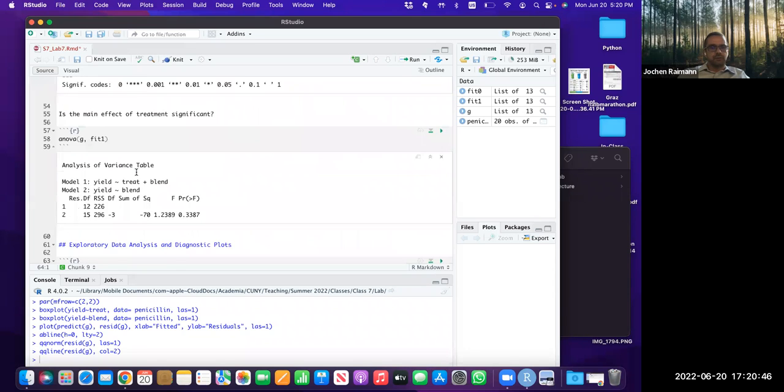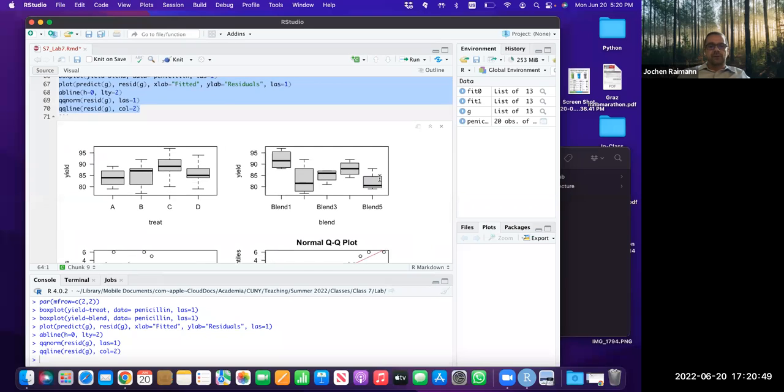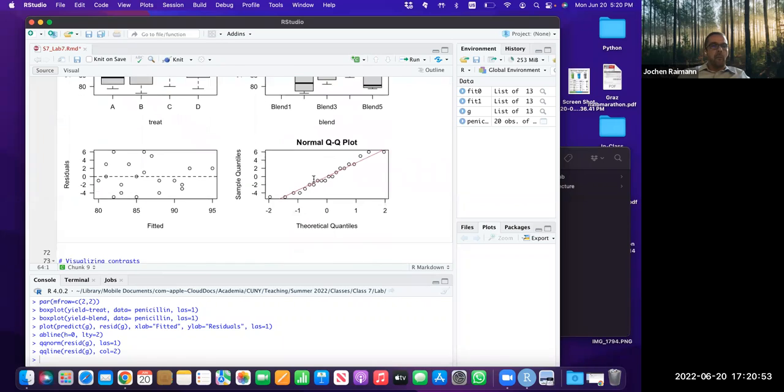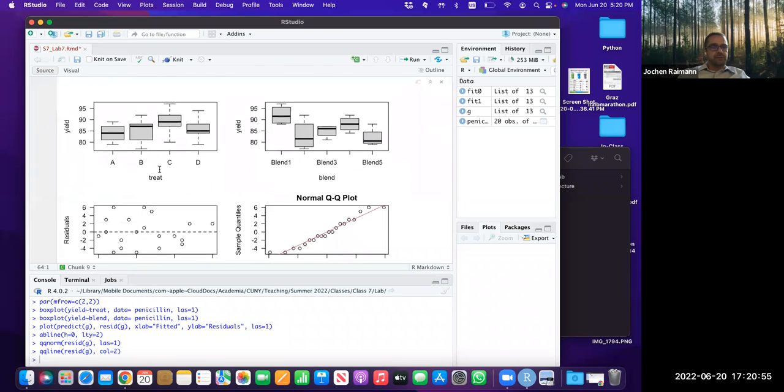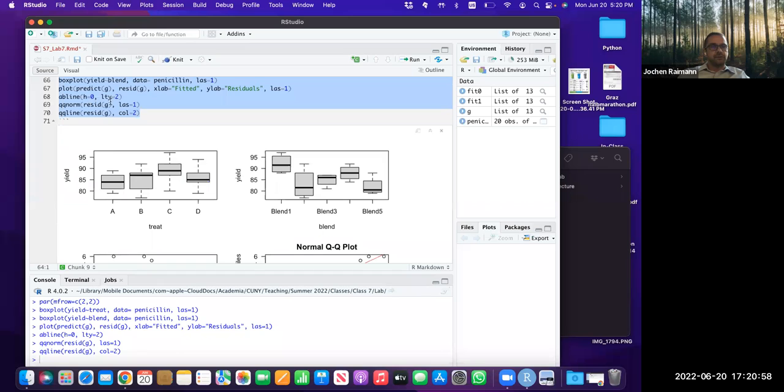Although the metric is, I'm not sure what the metric was. So you see confirmed what you have seen in the models. And here essentially you're just looking at the residuals.